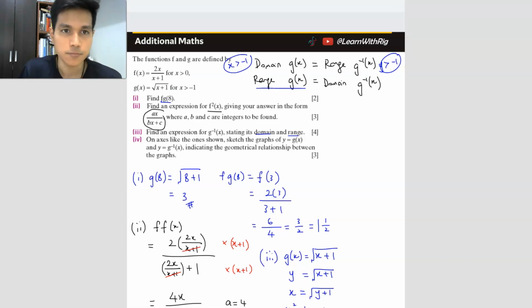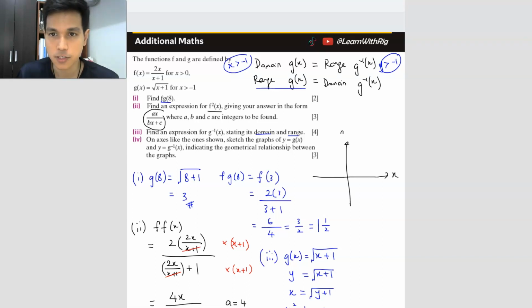So how do we find the range? I would suggest you draw the graph, because it's better for you to understand, it is clearer and you can get the answer better. Okay, so let's say this is the graph. Here is x, here is gx. We are drawing the forward function, square root of x plus 1.